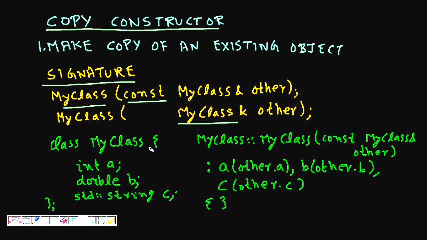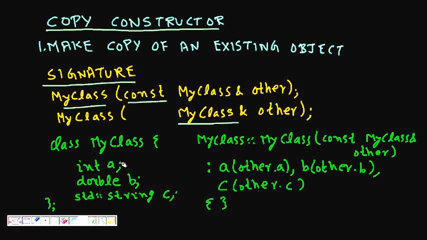Even if you don't write a copy constructor, C++ writes a default copy constructor for you. So let's see with an example. Class MyClass, with int a, double b, and std::string c. So I have three attributes in my class: an integer a, a double b, and a standard C++ string c.